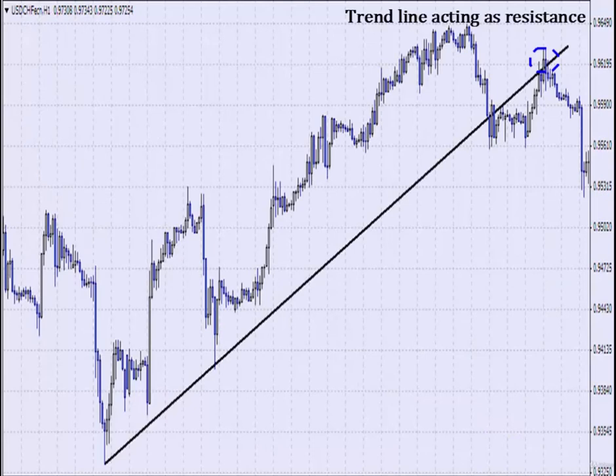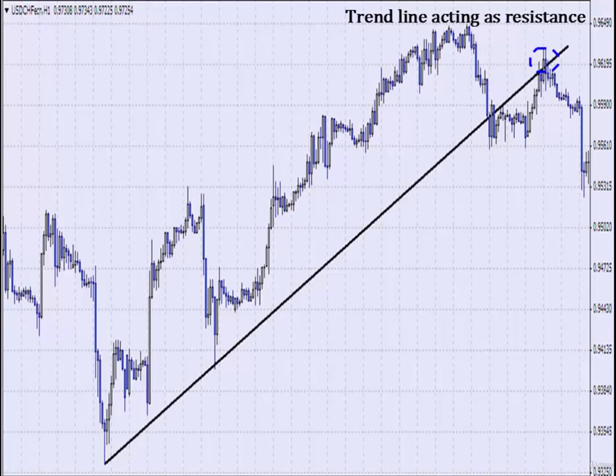And here we have another example. So here we see an uptrend line acting as resistance. Okay, so break of trend line, market rallies to the backside of the trend line, and we have the trend line here acting as resistance.